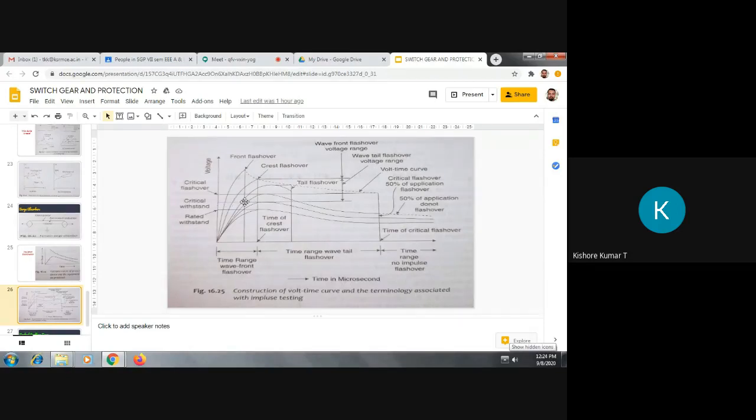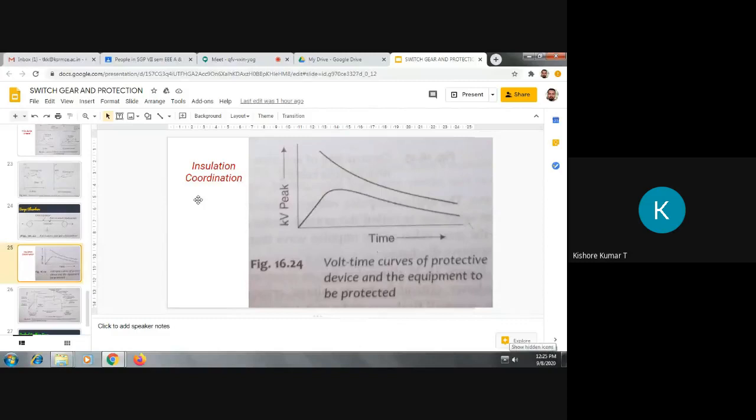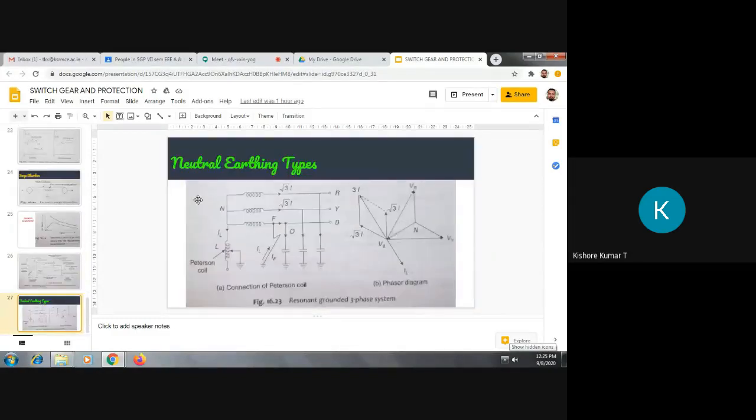The value of voltage just below the crest value of flashover voltage is called the critical withstandable level of voltage. In order to define that value, we carry out this impulse test. So this is it. This is about lightning arresters, surge absorbers, and insulation coordination. In the next class, we will discuss neutral earthing types.